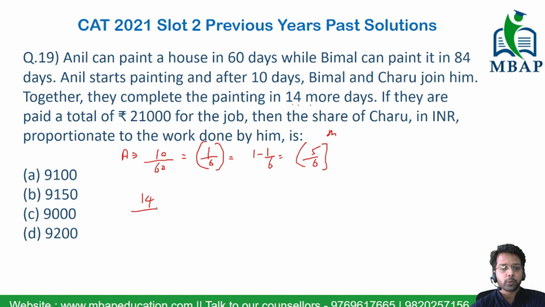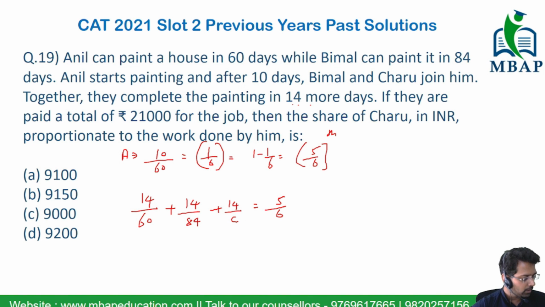So in 14 more days, A has done how much of the work? A has done 14 upon 60 of the work. Similarly, B will do 14 upon 84, where 84 is the number of days he could have taken alone. And C has worked 14 more days together, but the proportion of work will be 14 upon C, because C's total number of days to work alone has not been given to you. This total is accountable for 5/6 of the total work.